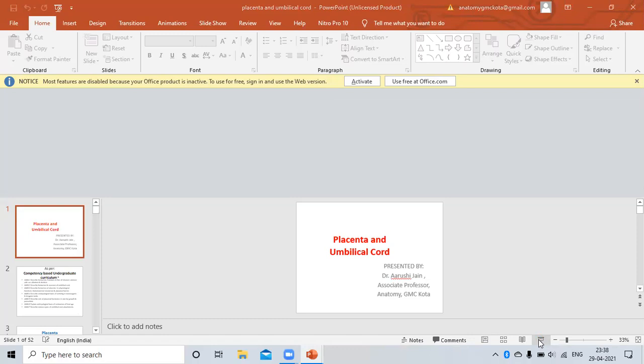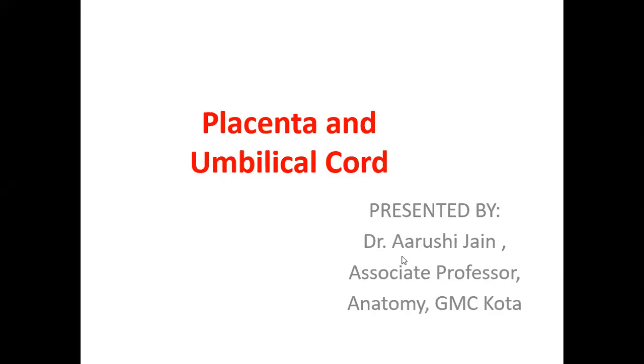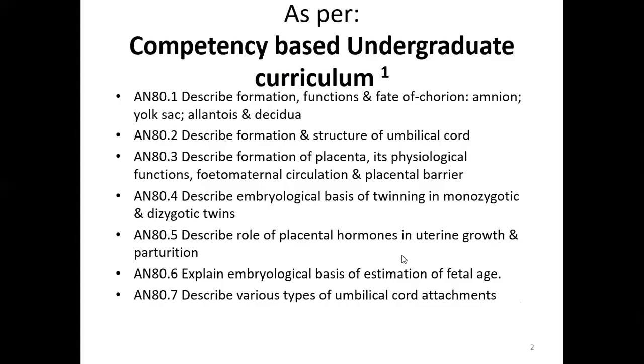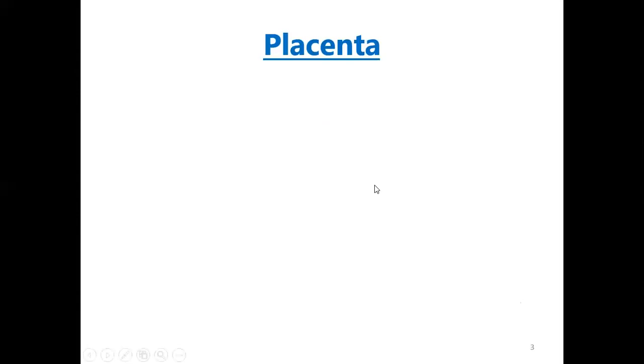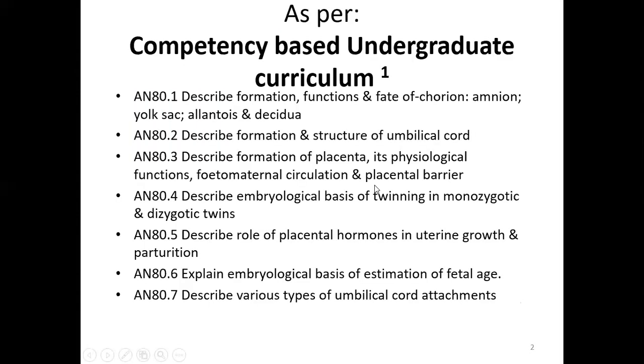Hello students. So today we'll be studying the placenta and umbilical cord. So we'll be covering the competency: describe formation, functions and fate of chorion, amnion, yolk sac, allantois and decidua. Of the yolk sac we have studied, amnion we have already studied. Then describe the formation and structure of umbilical cord.